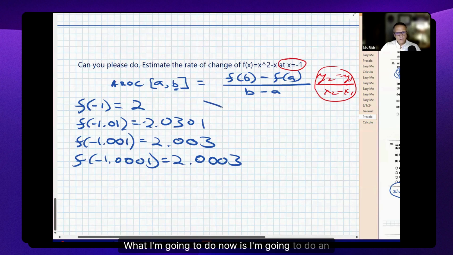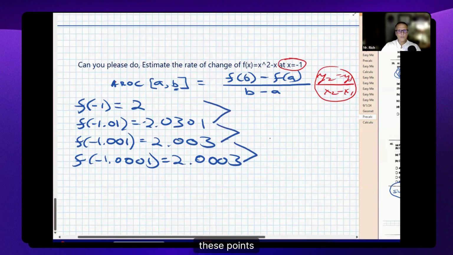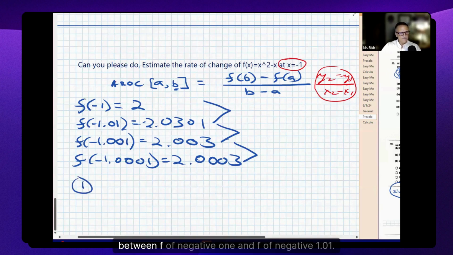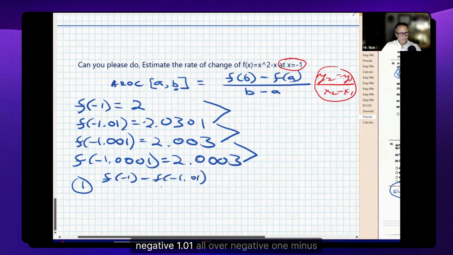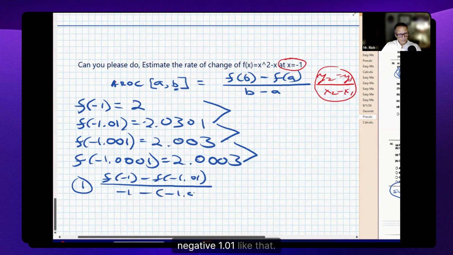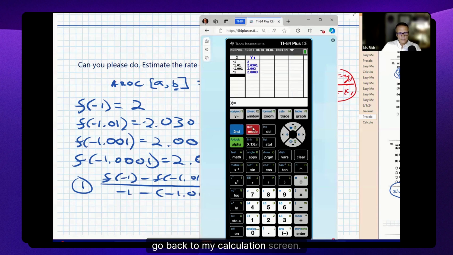What I'm going to do now is an average rate of change calculation between each of these points using this formula. So the first calculation I'm going to do is between f of negative 1 and f of negative 1.01. So I'm going to do f of negative 1 minus f of negative 1.01 all over negative 1 minus negative 1.01, like that. So I'll pull the calculator up, go back to my calculation screen.